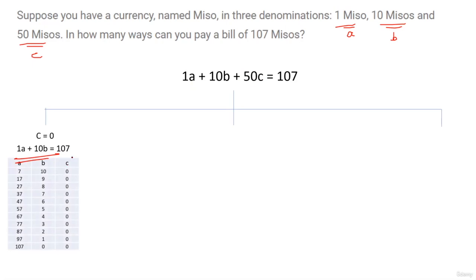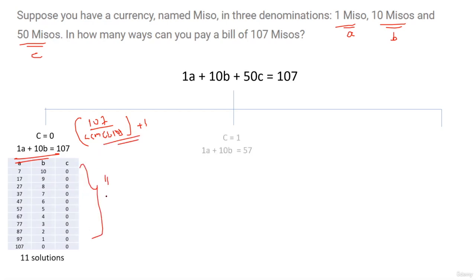Or you can apply the formula we learned just now. It will be 107 divided by LCM of 1 and 10, plus 1, right? The LCM of 10 and 1 is 10. 107 upon 10 will be 10.7. Floor will be 10. 10 plus 1 is 11. So you anyway get 11 solutions by either the formula or by listing them down. You will get 11.